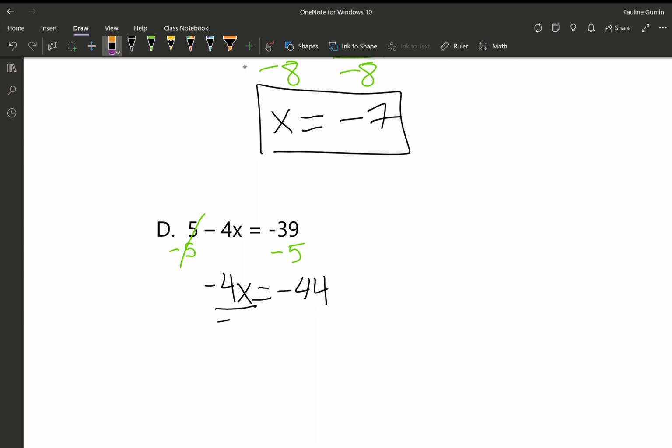Oh, I meant to do that in a different color. Let's finish by dividing both sides by negative 4. I totally erased too much. So we have x equals positive 11.